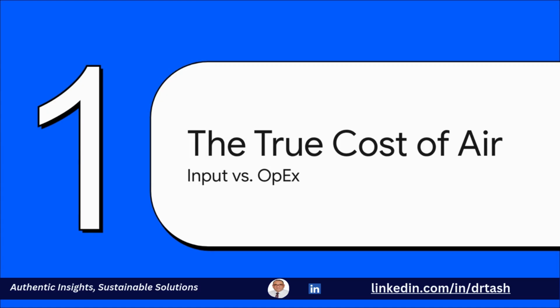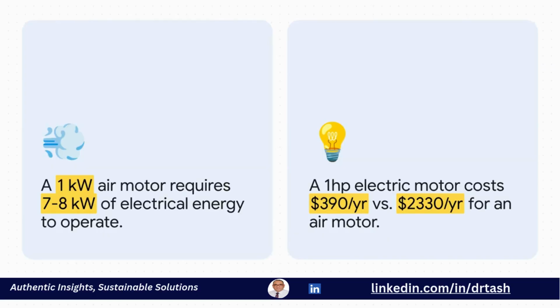We need to nail down the true cost of air. And this is all about understanding the huge energy conversion penalty that's built into every single compressed air system. It's a factor that honestly gets overlooked way too often. And this, right here, illustrates the core problem perfectly.